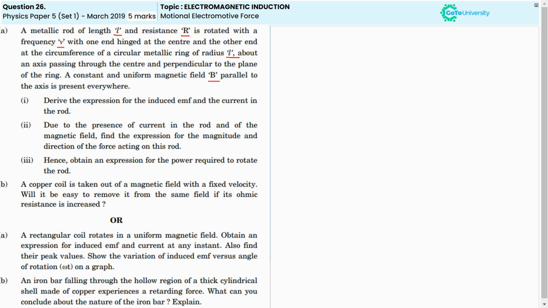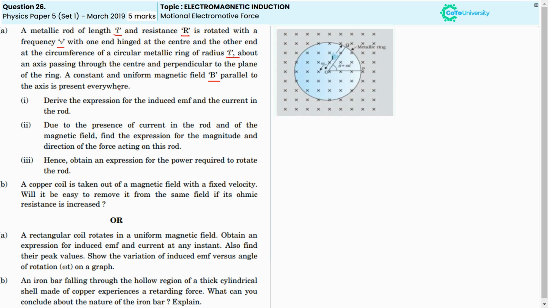Okay, so for this one, first we need to know the diagram here. See, this is the diagram. The rod has length L. They clearly showed here, this is the length L. Our resistance is R. The rod is rotated with the frequency V. Now this is the diagram.